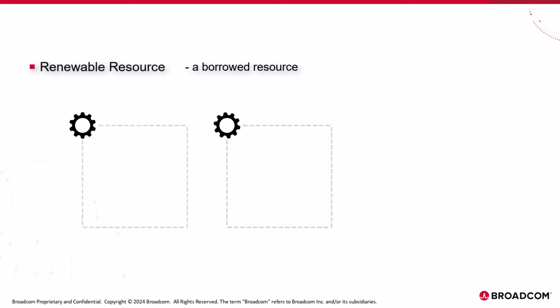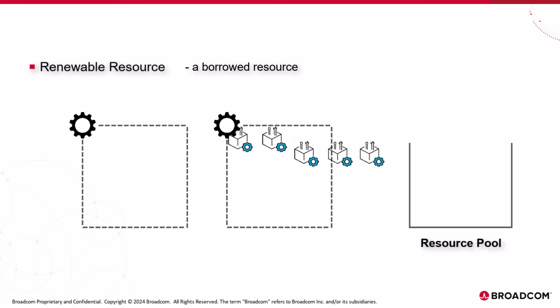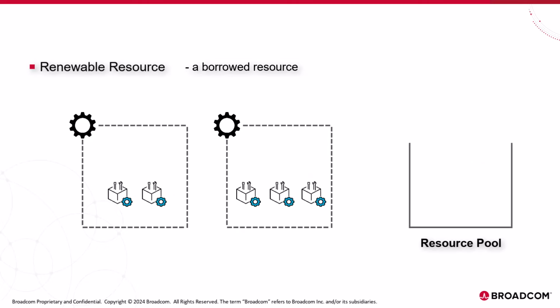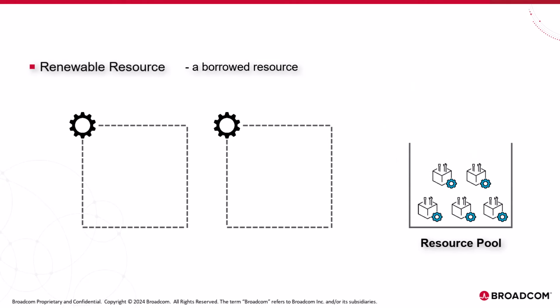A renewable resource is a borrowed resource. The job borrows the resources to execute successfully. When AutoSys submits a job, the job removes the renewable resource from the resource pool temporarily and returns it to the resource pool when the job completes execution.